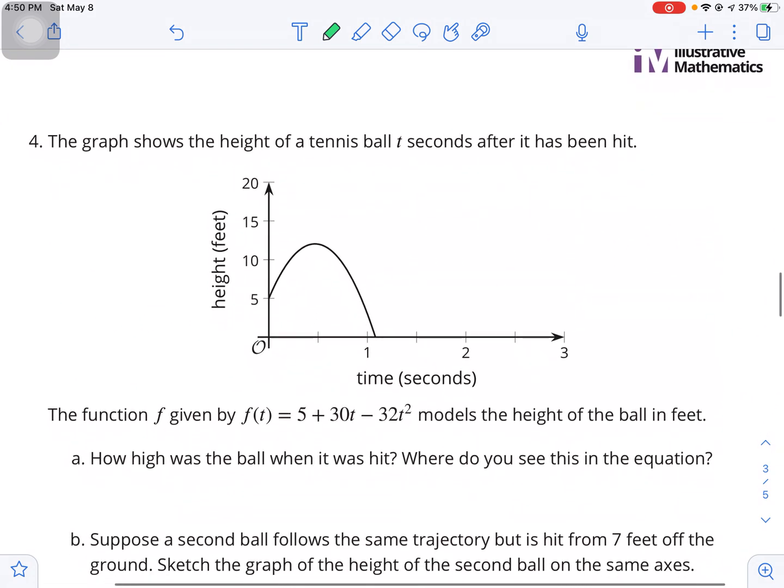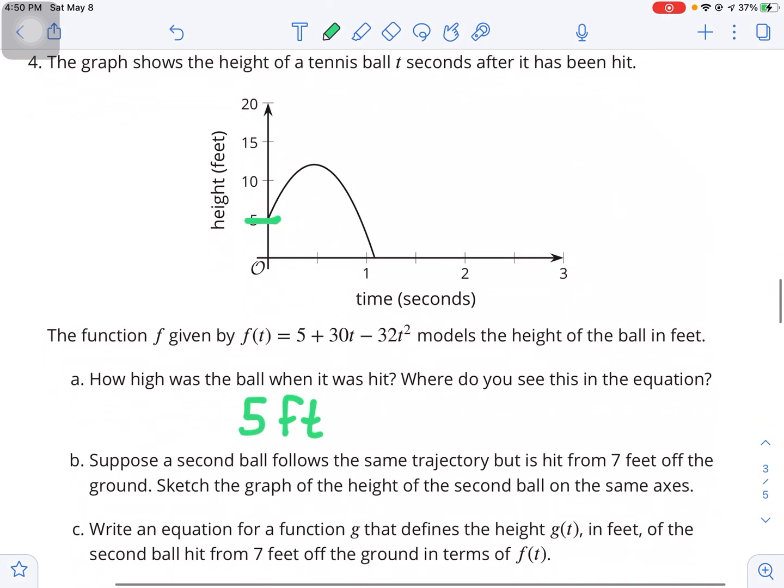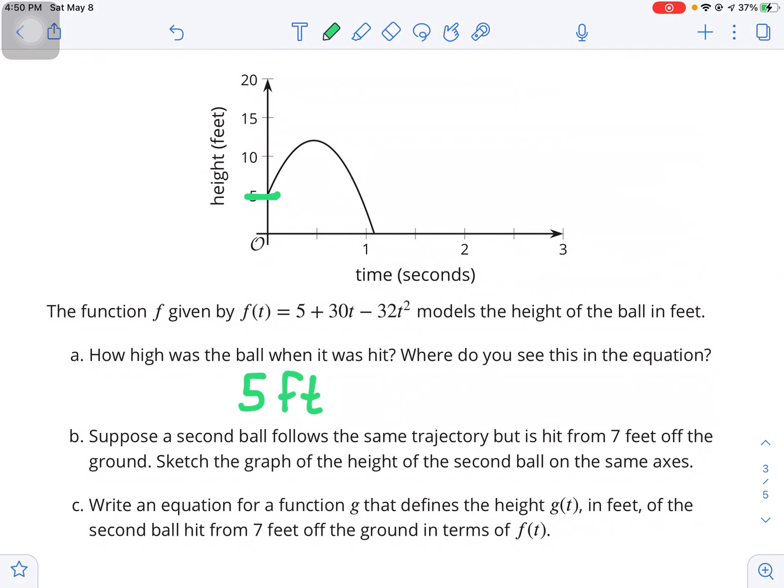Number 4, the graph shows the height of a tennis ball t seconds after it's been hit. The function f models the height of the ball in feet. How high was the ball when it was hit? Looks like the height was 5 feet when it was hit. And suppose a second ball follows the same trajectory, but is hit from 7 feet off the ground. Sketch the graph of the height of the second ball on the same axis.